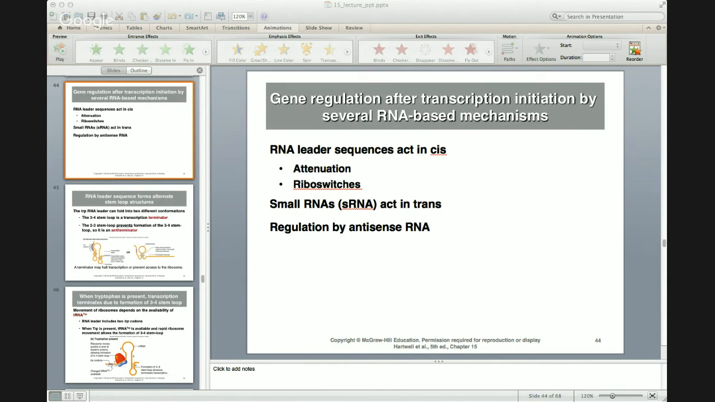So that's antisense RNA, another mechanism of regulation.